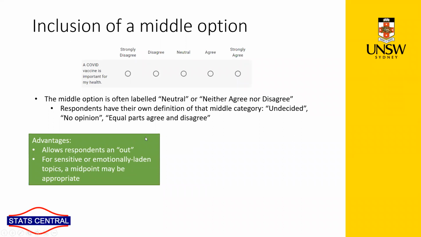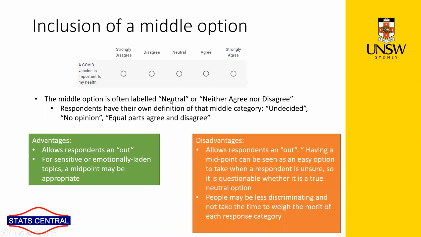It allows respondents an out, and this is especially good for sensitive or emotionally latent topics, where people might have a hard time stating clear agreement or disagreement. It allows them still to answer a question. But it allows respondents an out. And it may be sort of an easy thing so that they don't actually have to think very much about how they actually feel or agree or disagree with a particular topic. And it allows people to be less discriminating and not take the time to really think about an item and their answer to it.